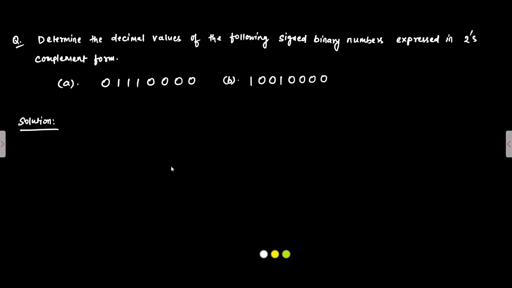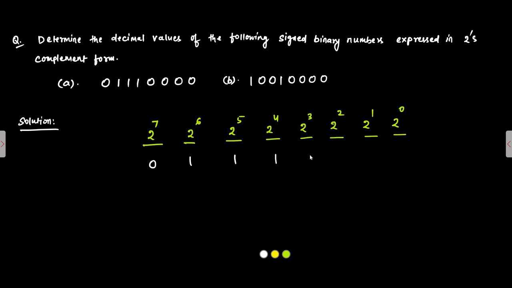So the first step, as usual, is assignment of weights. 2 to the power 7, power 6, power 5, 4, 3, 2, 0. They're all 8-bit numbers. So the first signed binary number is 0111 followed by 4 zeros.